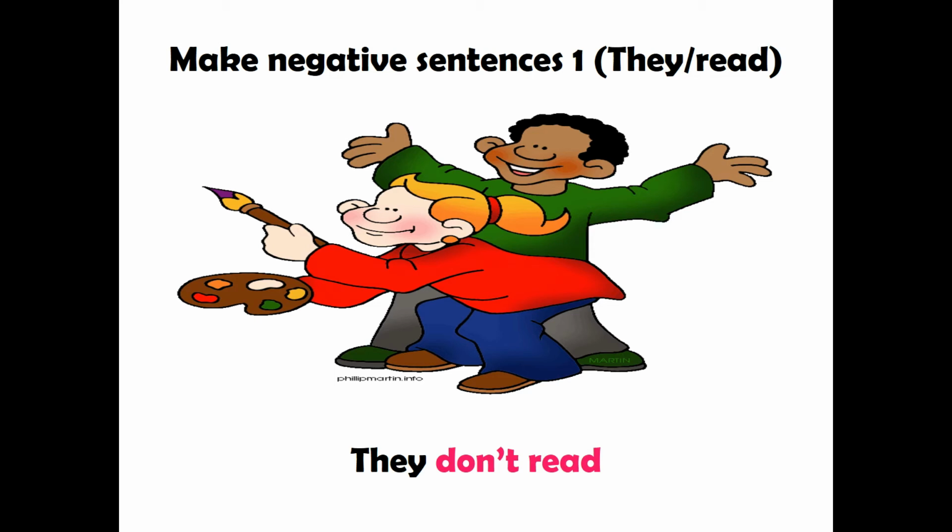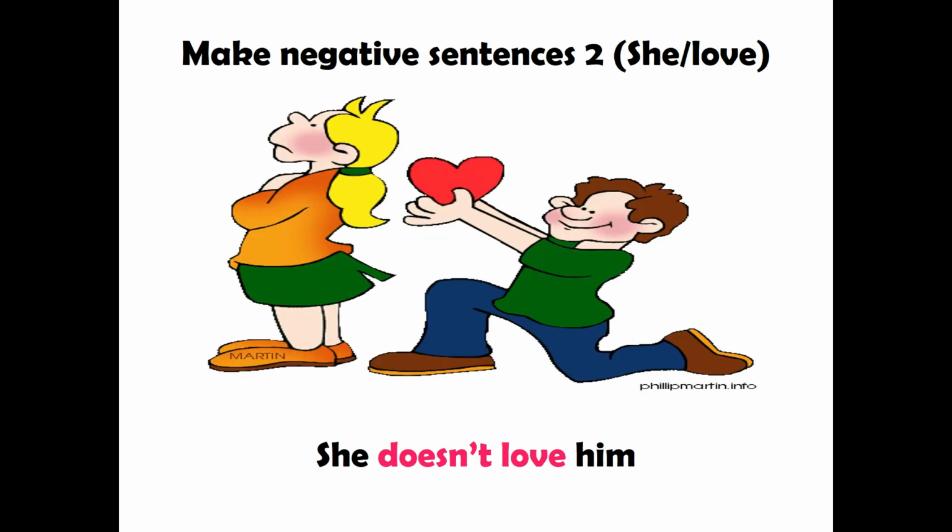For example, in this case we have to write negative sentences. So we have they and read. The correct answer is they don't read. They is not a third person, so the correct auxiliary is do. For that reason we have they don't read with contraction. She and love. The correct answer is she doesn't love him because she is third person and the correct auxiliary of she is does. With contraction we have she doesn't love him.